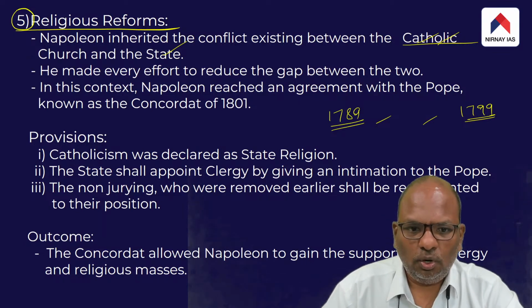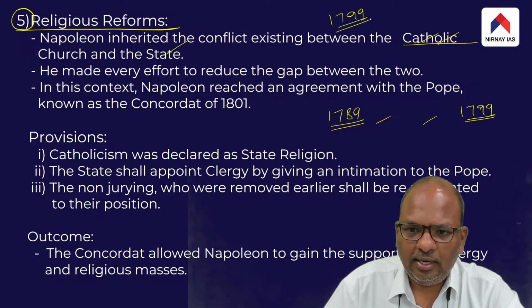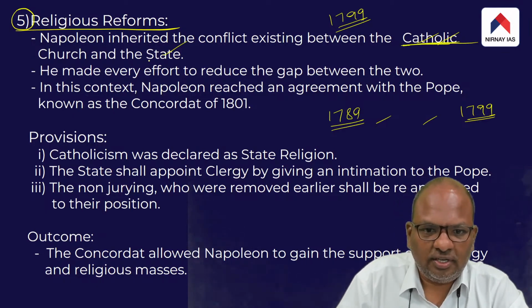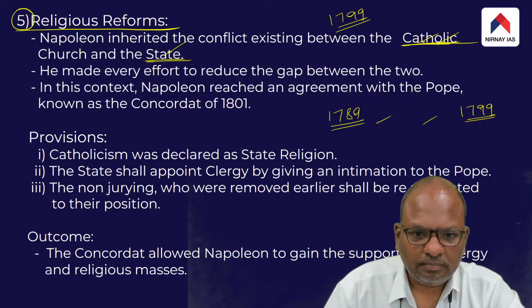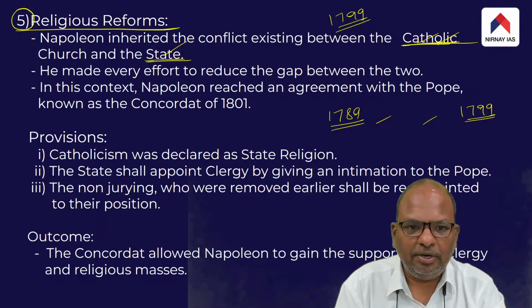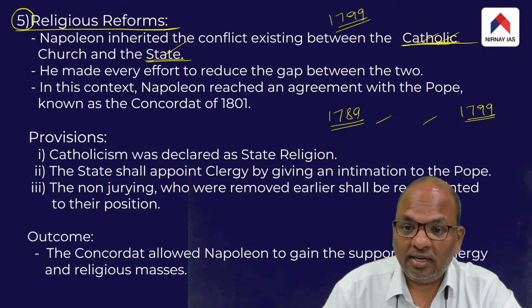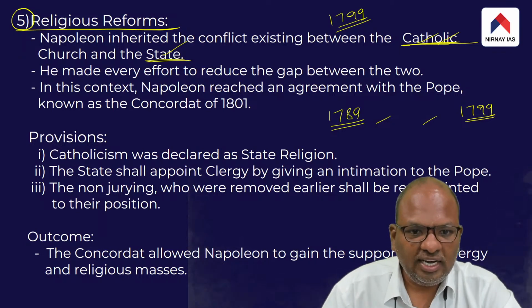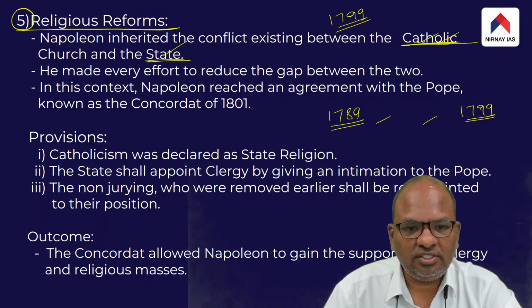That's the point. So basically, Napoleon, when he became the first consul in 1799, inherited the conflict that was going on between the Catholic Church and the state. State means the government. But Napoleon made every possible effort to reduce the gap between the Catholic Church and the state. He did not just make an effort. In fact, he was very successful in bridging the gap.